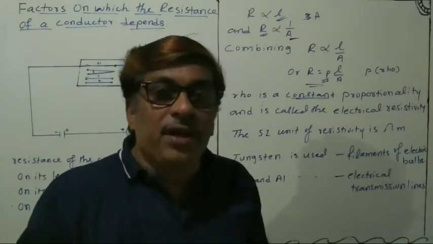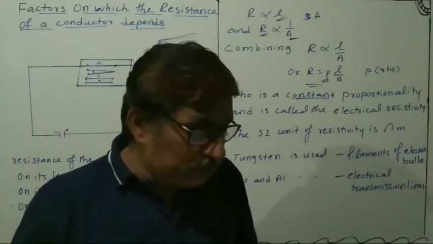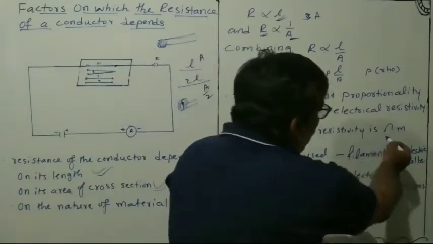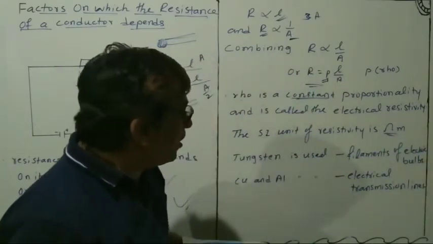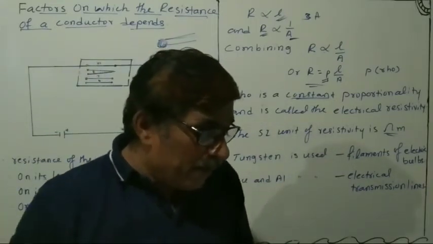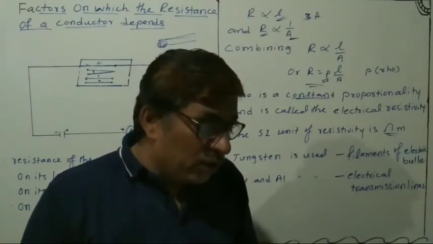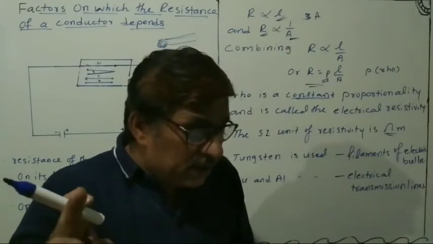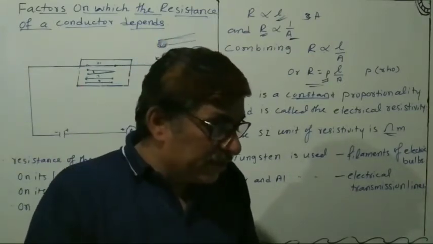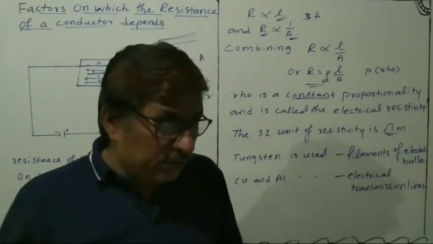The conductor material's resistivity is called rho. The SI unit of rho is ohm meter. Remember this, dear students. The SI unit of resistivity is what? Ohm meter. The electrical resistivity is the characteristic property of the material.